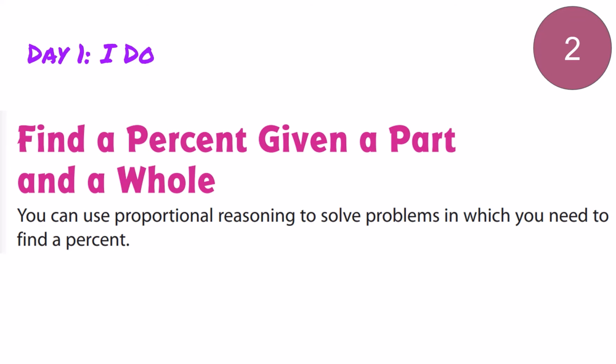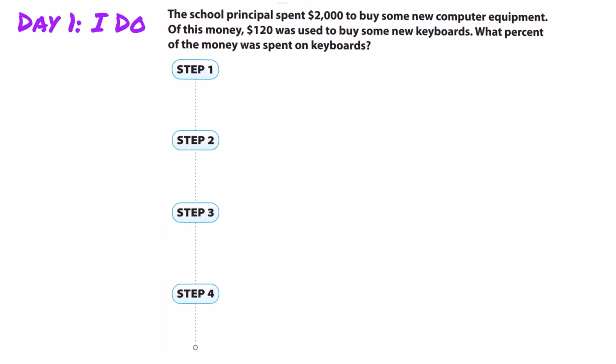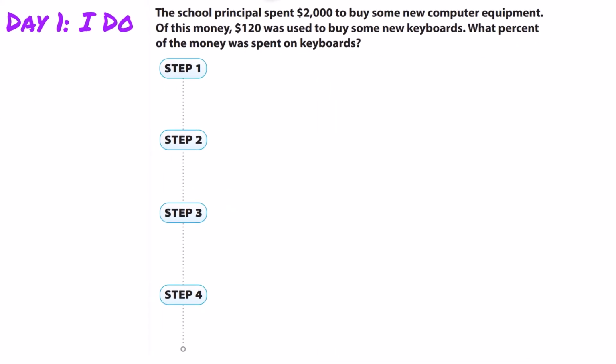Find a percent given a part and a whole. You can use proportional reasoning to solve problems in which you need to find a percent. The school principal spent $2,000 to buy some new computer equipment. Of this money, $120 was used to buy some new keyboards. What percent of the money was spent on the keyboards?